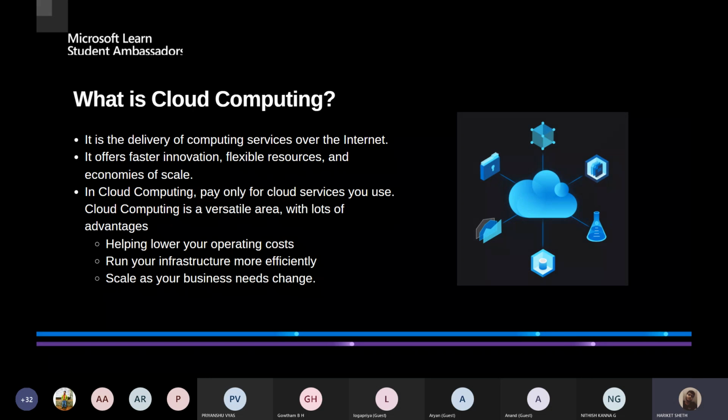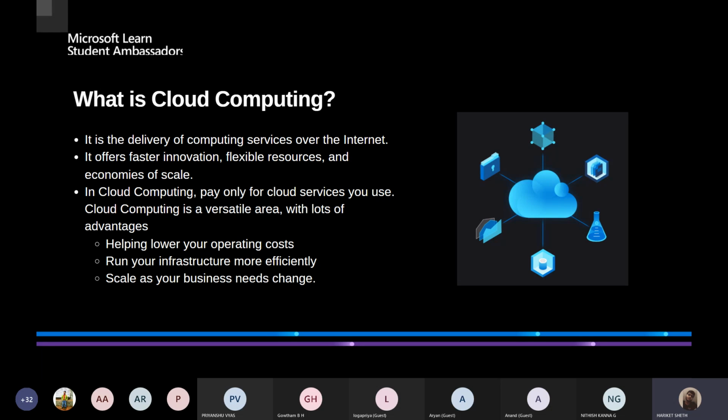So now we have discussed cloud. Now we should also discuss cloud computing. So it's more like delivery of computing resources available over the internet. And the main focus of this is faster innovation.